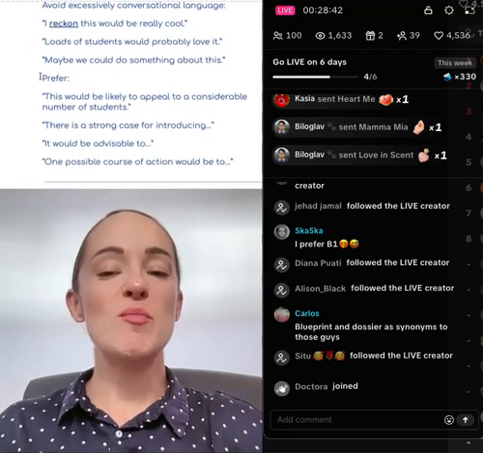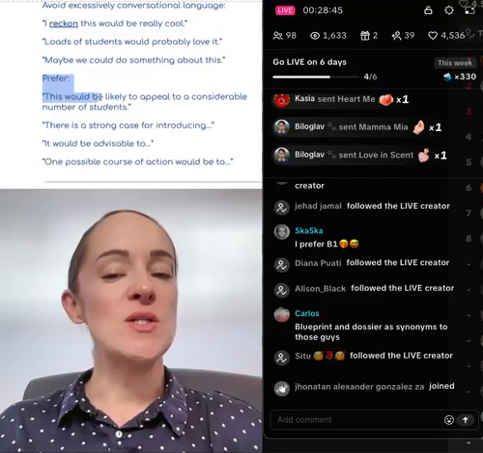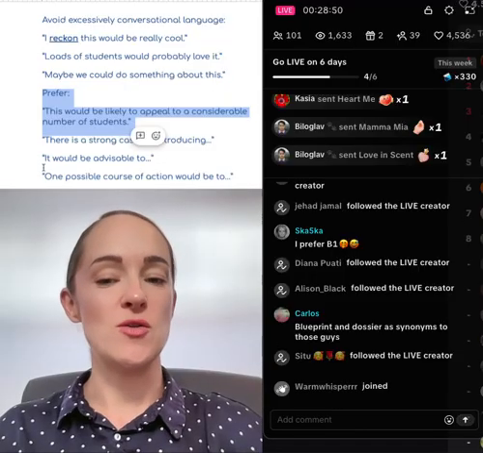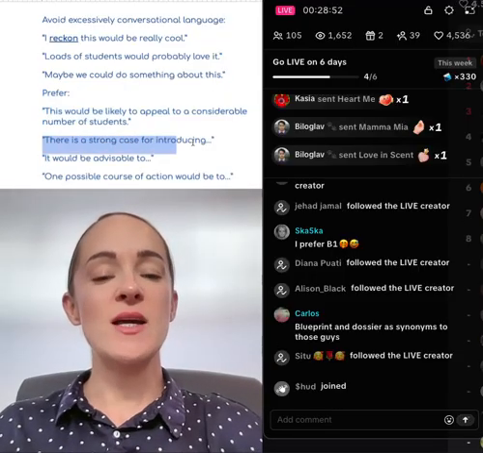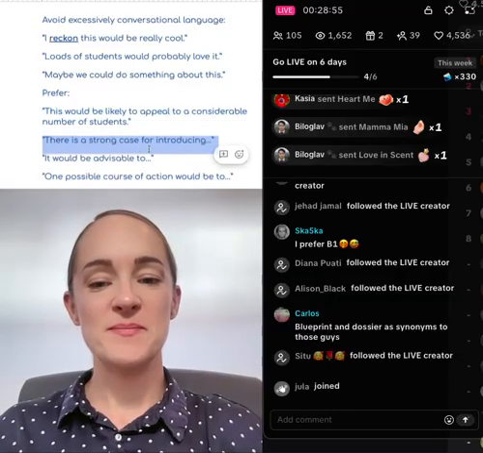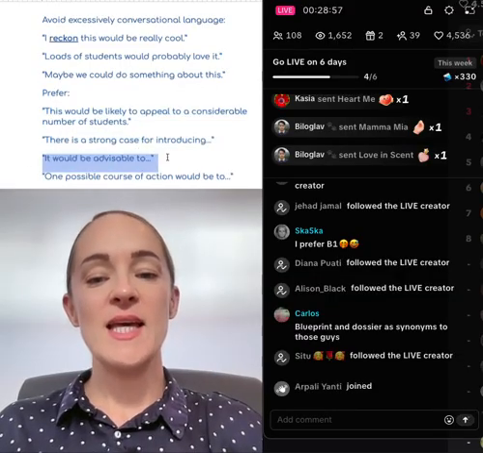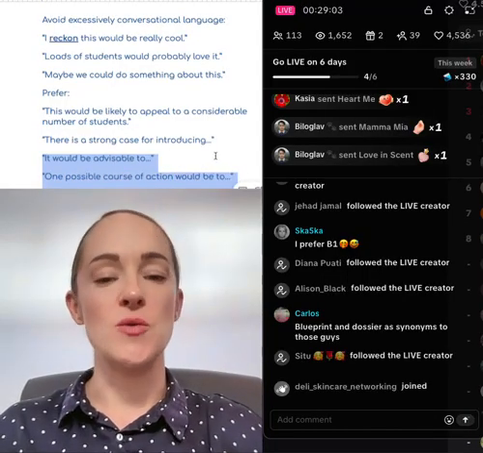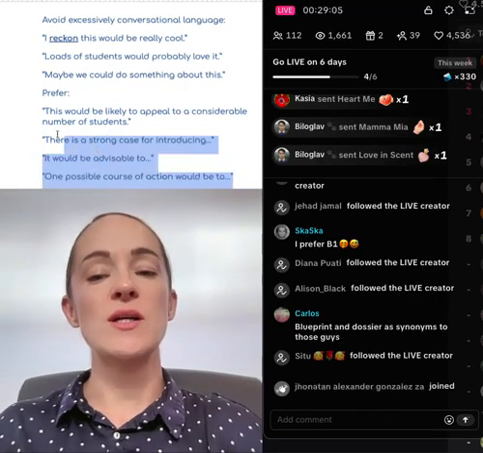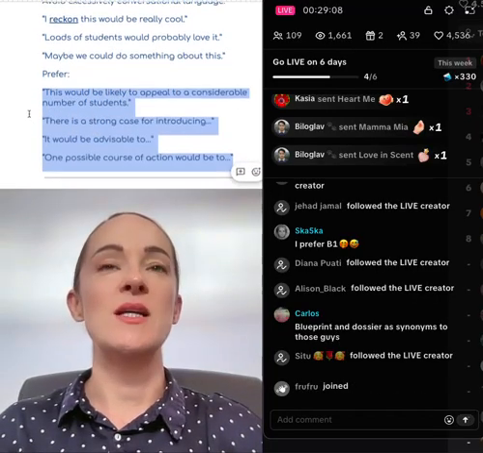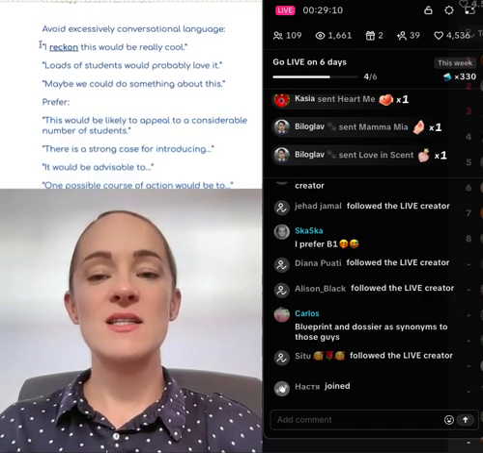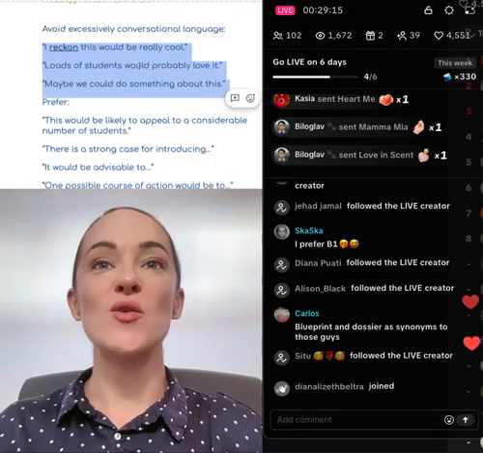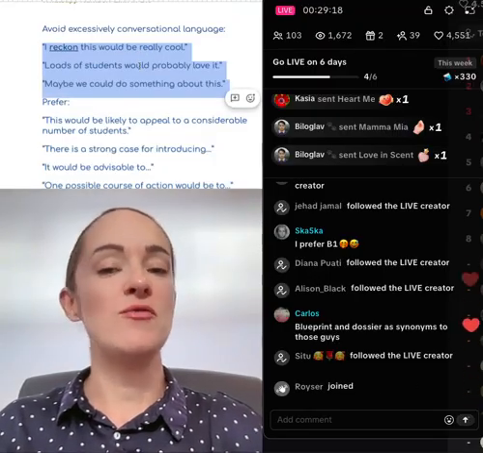Okay, we would prefer "this would be likely to appeal to a considerable number of students" instead of "loads of students." "There is a strong case for introducing." "It would be advisable to," and "one possible course of action would be to." So I think you can pretty clearly see the difference between these sentences and these informal ones up here. These are wonderful, they're super if you're speaking or writing very informally.